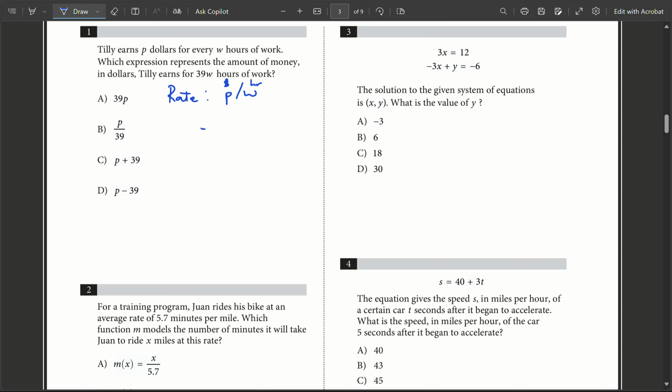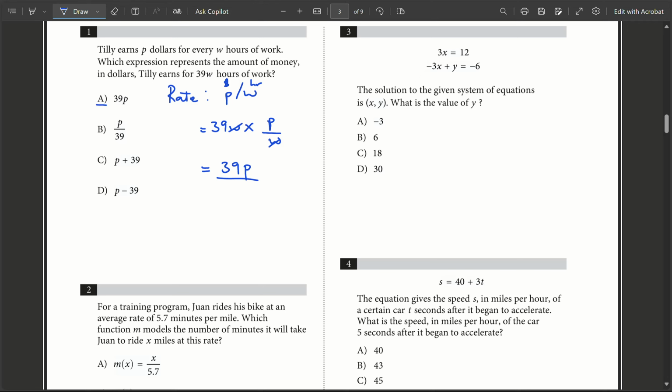So if we want to find how much she is going to earn for these hours, we're going to say 39 W times the rate at which she's getting paid, which is P over W. Okay, so these are going to cancel each other out and we will be left with 39P. That is the expression that we are looking for, and the answer becomes A.